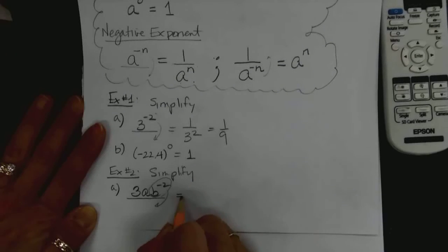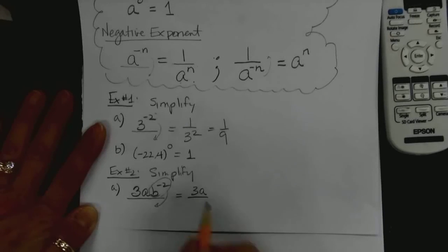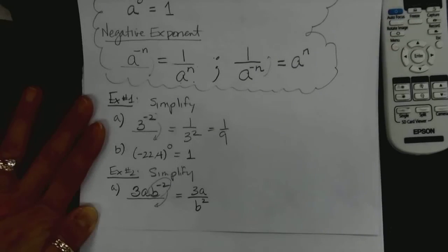Okay? So now, when you rewrite this, 3 and a stay on the top. So 3 times a over b to the positive 2 power. And that's all you do when you simplify. That's not bad. Okay?